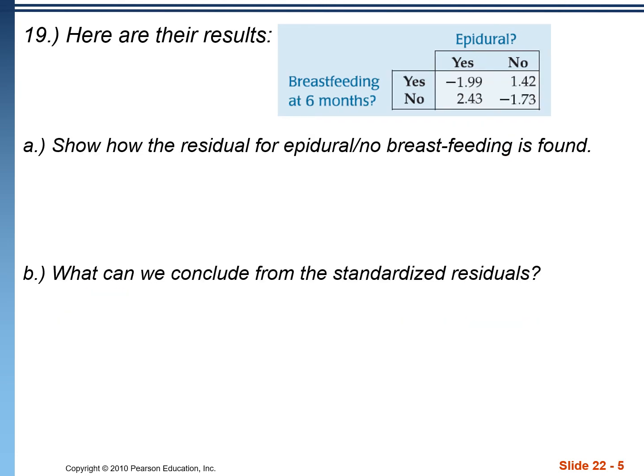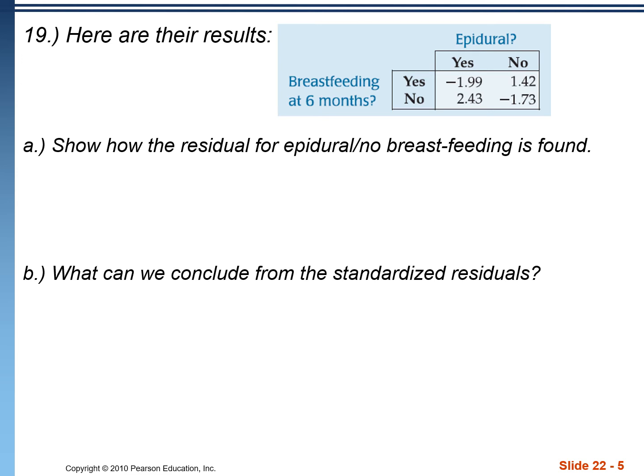In number 19, it's giving us a new table, and in this table we have the residuals for each cell. You probably remember residuals back from Unit 2. A residual when we were dealing with scatter plots was how far each point was from the line of best fit. When we're dealing with chi-square tests, a residual tells us how far this cell is from the expected value. Positive means the count is higher than expected. Negative means the count was lower than expected.